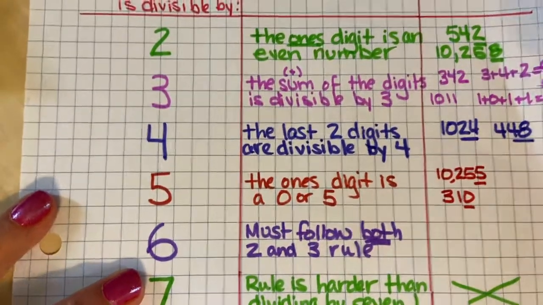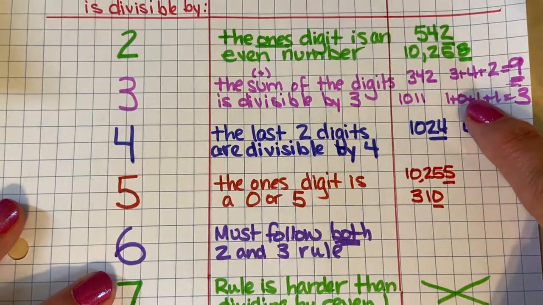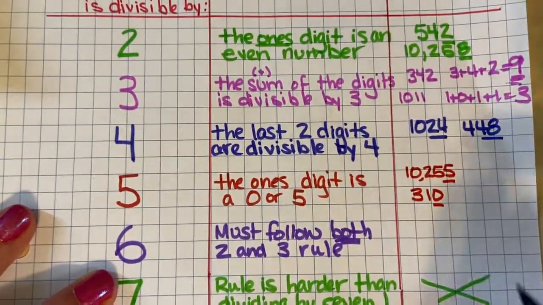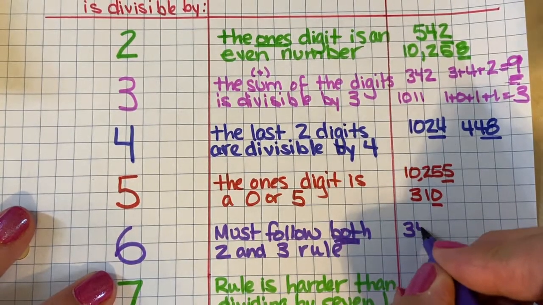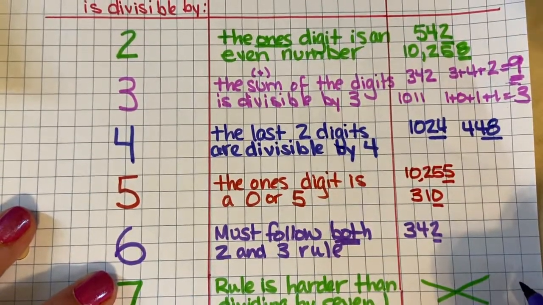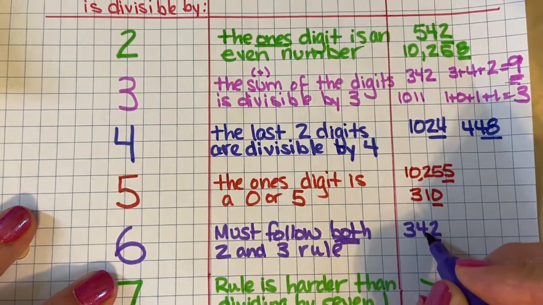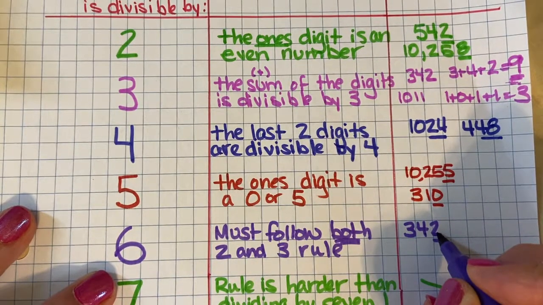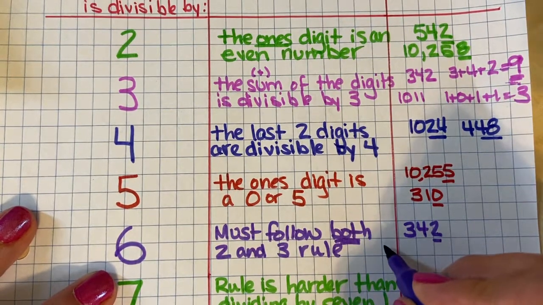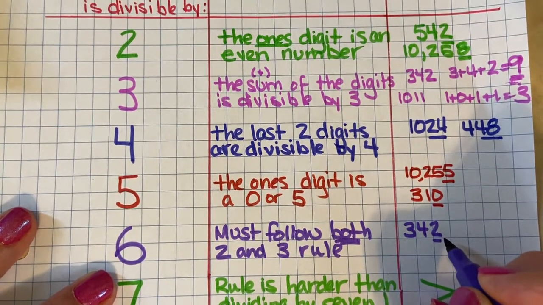All right, the 6 rule has to follow both the 2 and the 3 rule. That means it has to be an even number and the sum of the digits is divisible by 3. All right, so I'm going to use 342 again. So 342, it's an even number, so it fits the 2 rule. If I added 3 plus 4 is 7 plus 2 is 9, add them up, and 3 goes into 9, so it fits both the 2 and the 3 rule, okay?